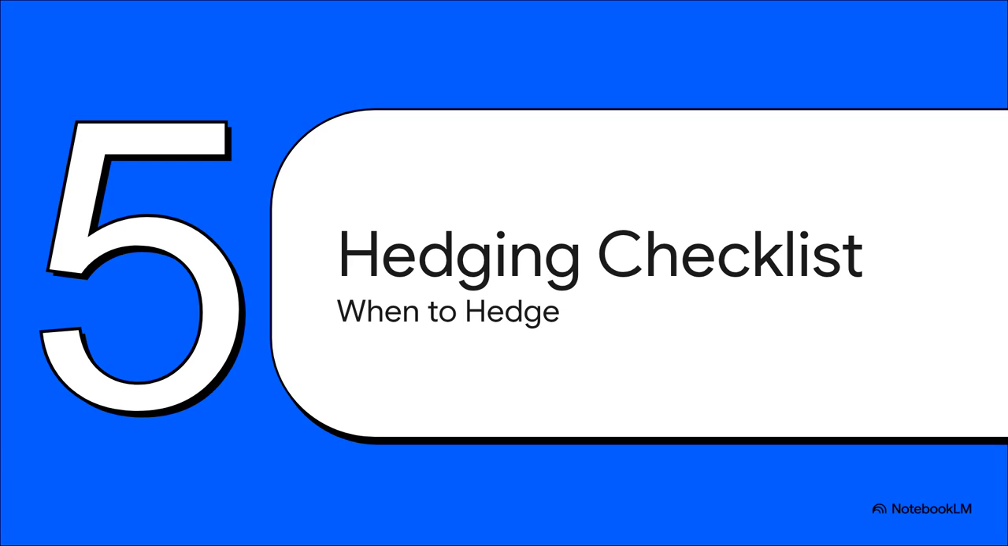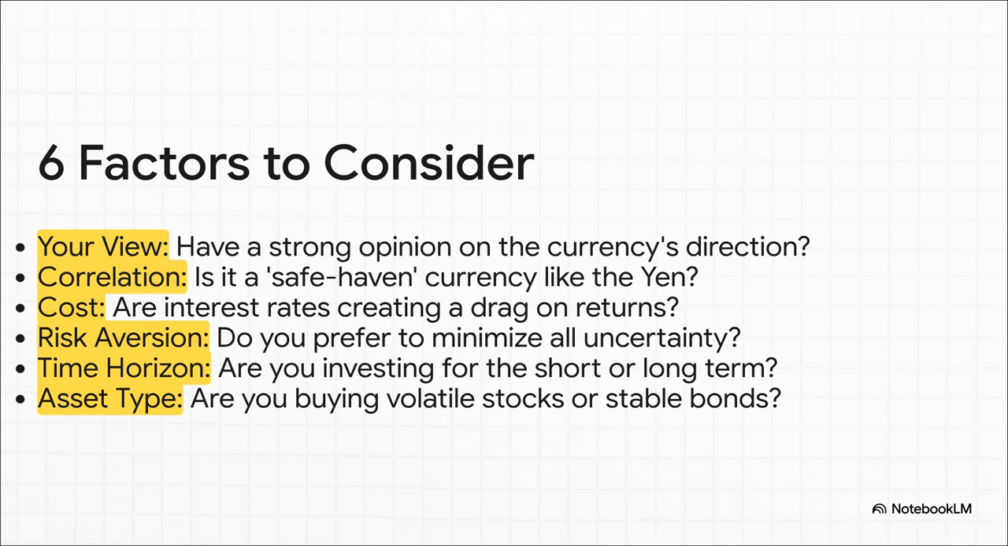This last section brings it all together into a practical tool. This isn't a simple yes or no, you really need a framework. All right, here it is, your checklist. Just thinking through these 6 points will get you to the right choice. What's your gut feeling on the currency? Are you dealing with a safe haven like the yen? What's the cost of carry looking like based on interest rates? How much do you personally just hate uncertainty? And finally, how long are you planning to invest, and what kind of asset are you buying?